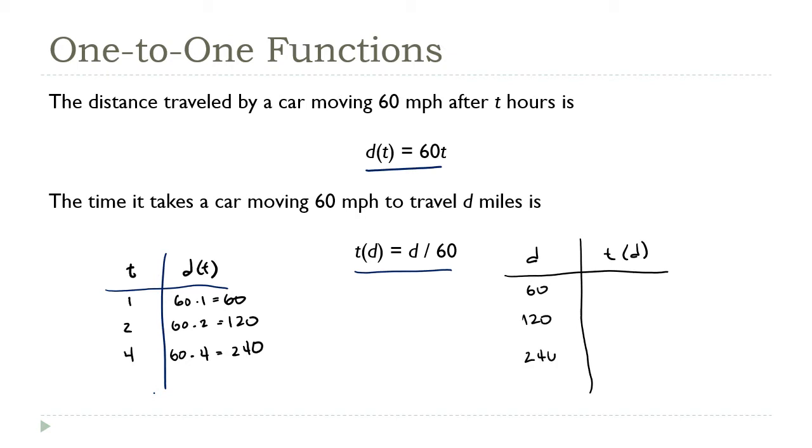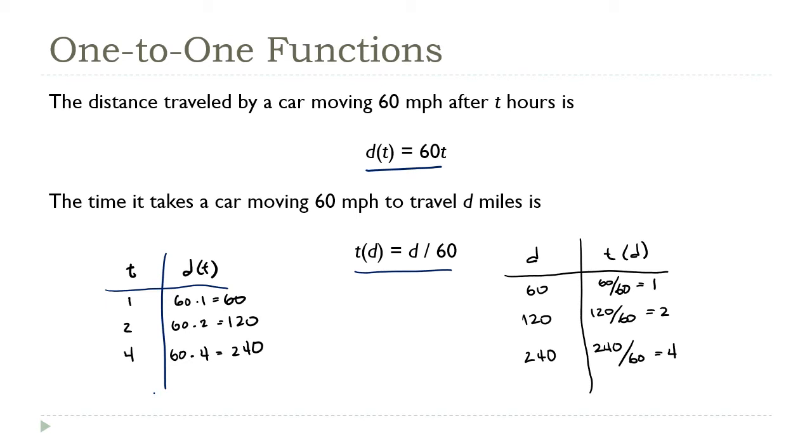No, I did not pick those at random. And let's calculate the times. 60 miles is 60 divided by 60. That's 1 hour. 120 miles is 120 divided by 60. That's 2 hours. And 240 miles is 240 divided by 60. That's 4 hours. Okay. Compare these two tables. Notice that they are the same, just flipped over.